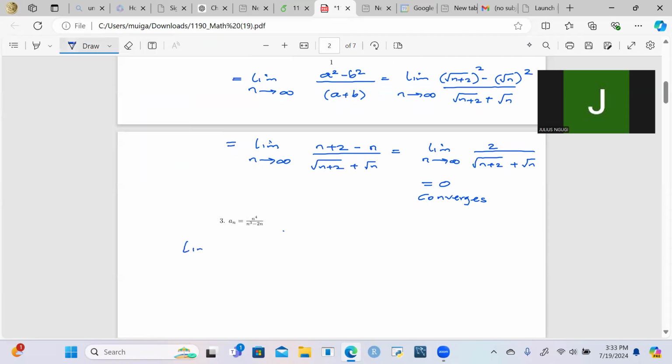So we find the limit as n grows to infinity of n to the power of 4 divided by n cubed minus 2n. Again, we find the end behavior of this function. So we only depend on the highest powers of n. So it's n to the power 4 in the numerator divided by n cubed. If we simplify further, we get the limit as n approaches infinity of n, and that diverges because the limit does not exist. So the limit does not exist as n approaches infinity, so it diverges.